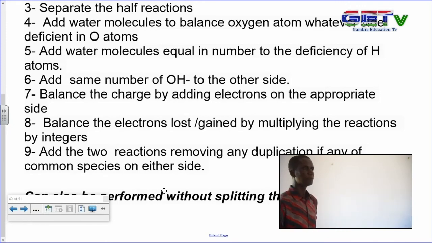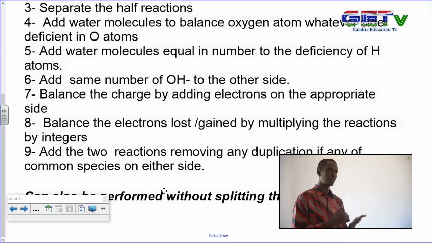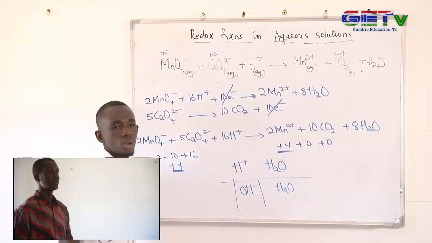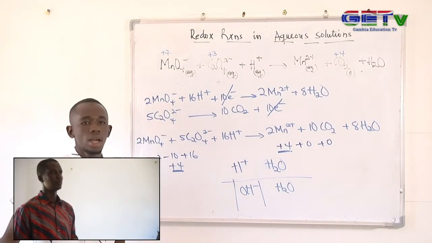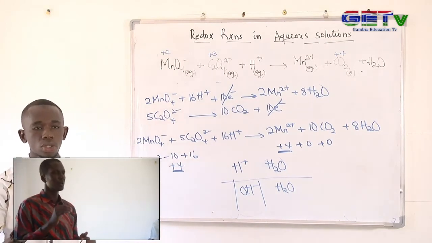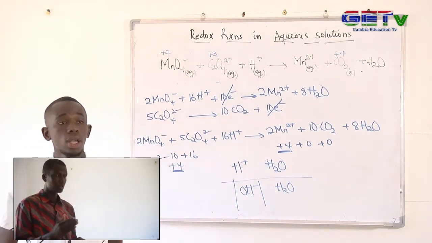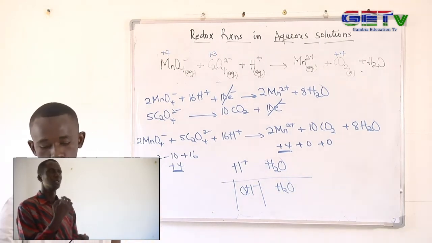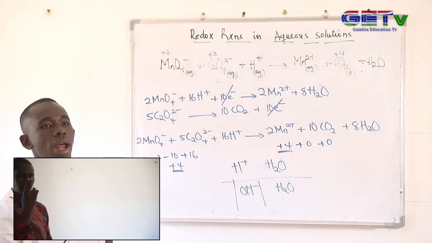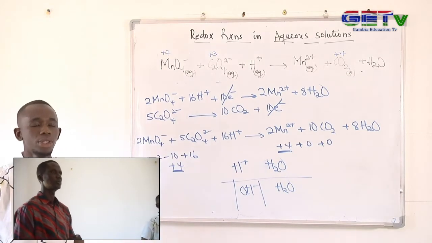Then we subtract. If we have water molecules on two sides, it's duplicated, we subtract. But whenever we have electrons, and the electrons are equal, we must cancel out those electrons. Now we have two reactions here. That is, balance the following reactions in basic medium.